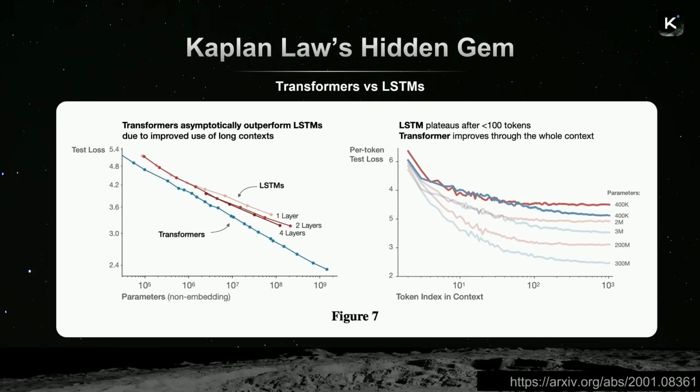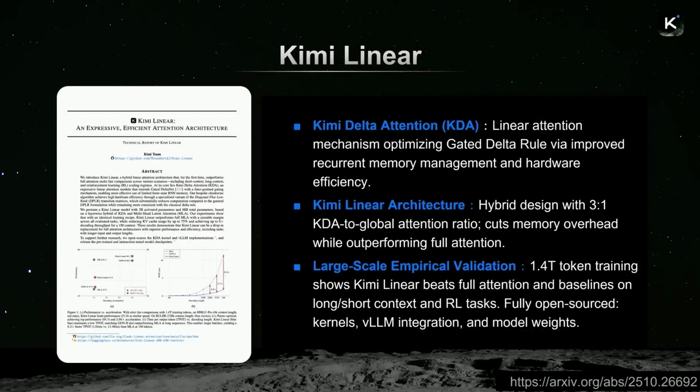So the research idea here is to develop a better architecture so that we can efficiently scale to a longer context length and at the same time achieve a lower per-token loss at larger token indices. And this is the motivation for which we introduced this new architecture called Kimi-Linear. It contains a new linear attention variant called Kimi-Delta attention, which improves the original gated delta rule, GDR, with improved recurrent memory. I will show the details later.